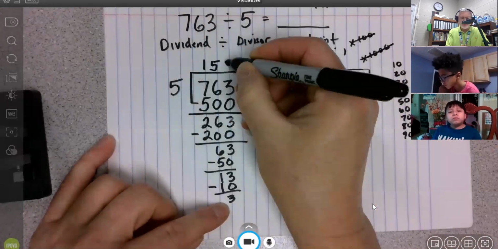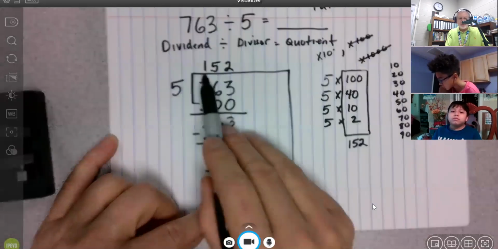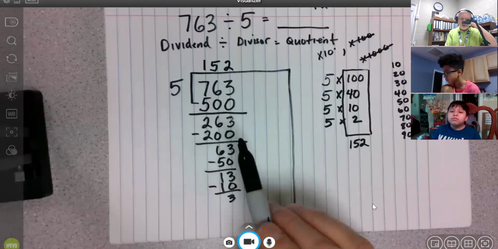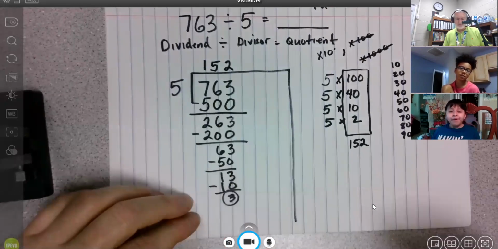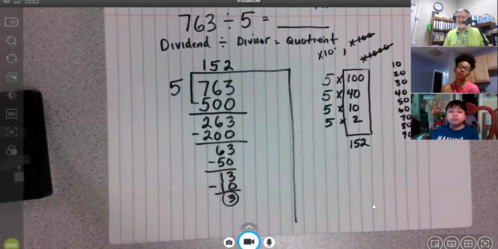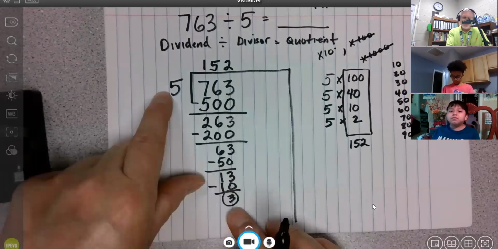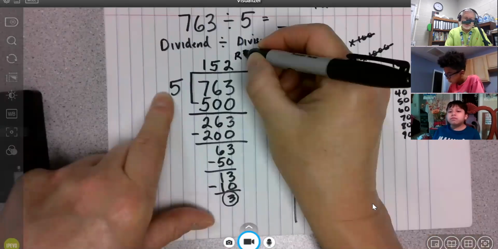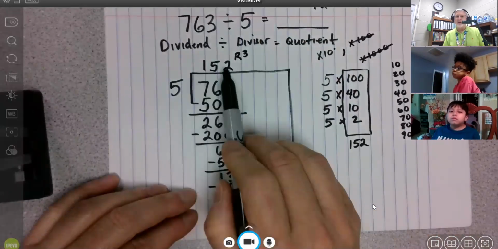You notice how I'm making sure that I put my digits in the proper place value? My hundreds go above my 7, my 10s go above my 6, and my 1s go above my 3. Now I have this little number down here. We call that a remainder. That means that I cannot make any more equal groups of 5 with the number 3. So we represent the remainder by the letter R and then the number. So our answer would be 152 with a remainder of 3.